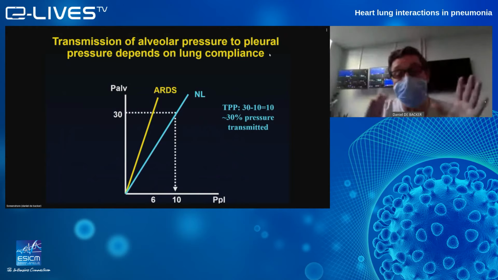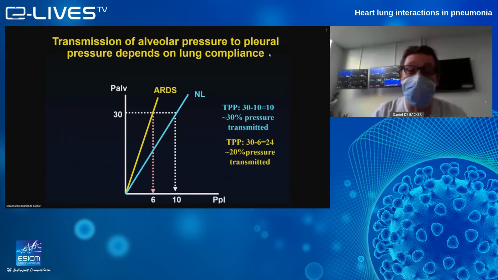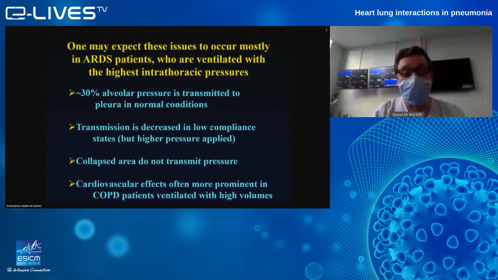In normal conditions, about 1/3 of the pressure is transmitted to the pleura. However, in RDS, it can be much lower, and sometimes 20% or even lower than 20% can be transmitted to the pleura. So the transmission is really decreased usually in low compliance states, even though higher pressure is applied. And also we need to realize that collapsed areas do not transmit pressure. And of course, in these conditions, we know that the cardiovascular effects of mechanical ventilation are often more prominent in COPD patients or in asthma patients ventilated with high volumes than in RDS patients ventilated with lower volumes, even though the pressure is higher.